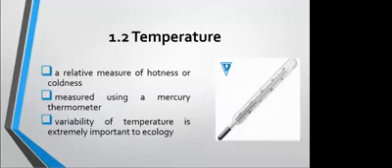I'll just show my laser pointer. So this one. Aside from that, the variability of temperature is extremely important to ecology because there are certain organisms that can only tolerate specific measurements of temperature. Most of the organisms are very sensitive to changes of temperature.